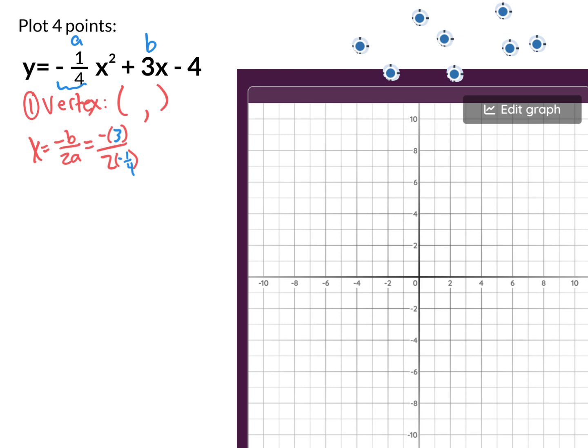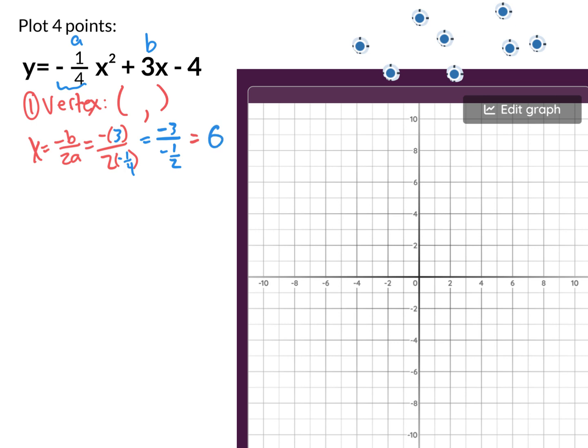So let's do the math here. We end up with a negative 3 up on top over on the bottom. If you do this on a calculator, it'll give you a negative 2 over 4, which reduces down to negative 1/2. So negative 1/2. Now, when you say negative 3 divided by negative 1/2, that's really negative 3 times the reciprocal of negative 1/2, which is negative 2. Okay, so negative 3 times negative 2 is positive 6.